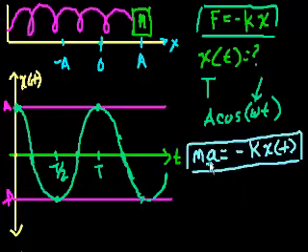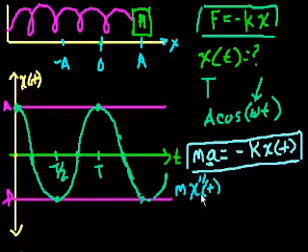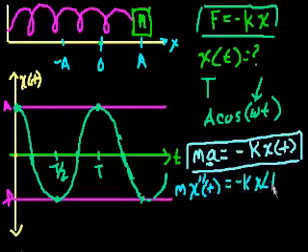So we know that, or hopefully we know that, acceleration is the second derivative of x as a function of t. So we can rewrite this as mass times the second derivative of x. I think the easiest notation would just be x prime prime. That's just the second derivative of x as a function of t. I'll write the function notation just so you remember that this is a function of time, is equal to minus k times x of t.